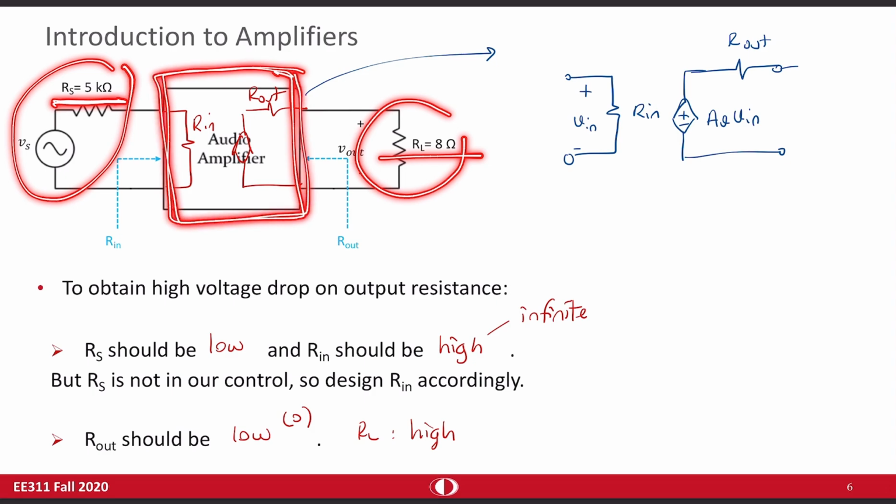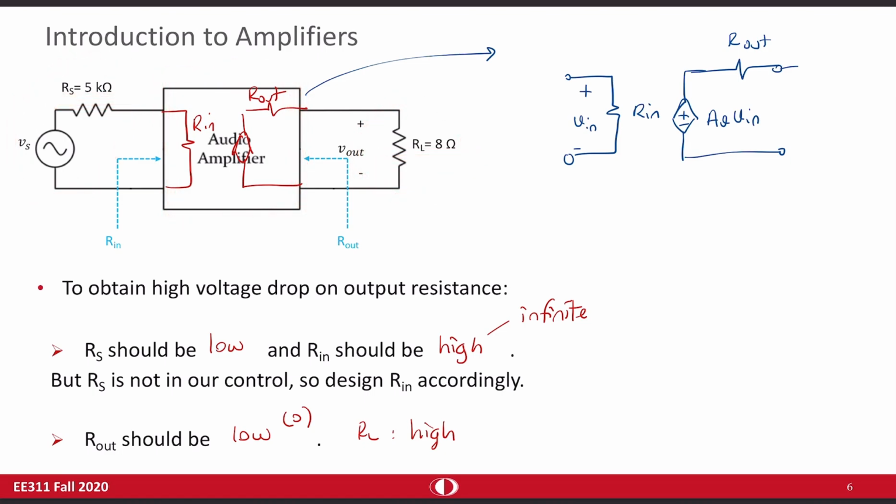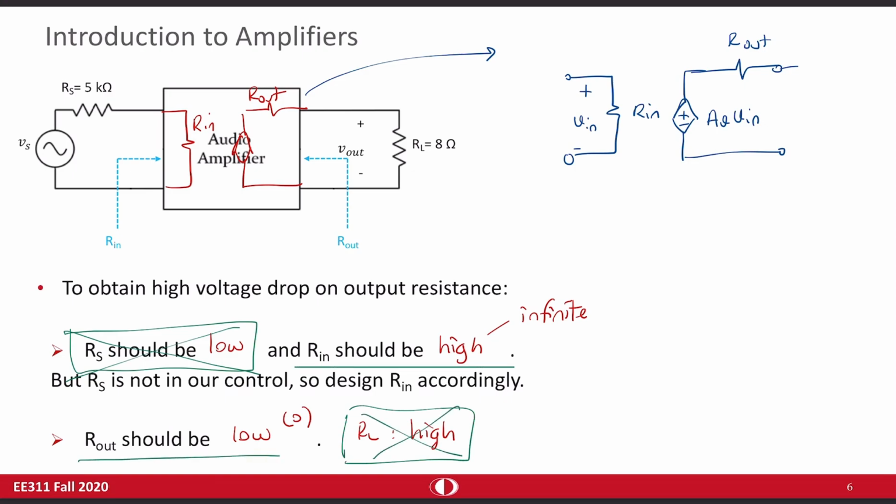Therefore, in fact, this is not an option for you. You cannot play with RS. You cannot play with RL. You can only control RIN of your own amplifier and the ROUT of your own amplifier. Okay. We will see more information about this thing later on, but I think this explains what is an amplifier, how you can model it, and when you are designing it, there are some requirements like frequency, input resistance, output resistance, or the gain level.